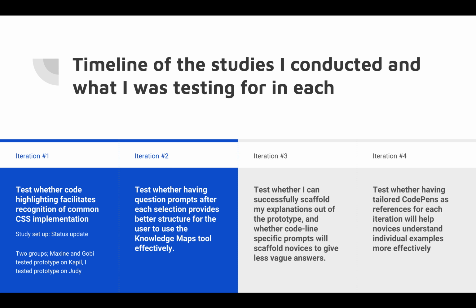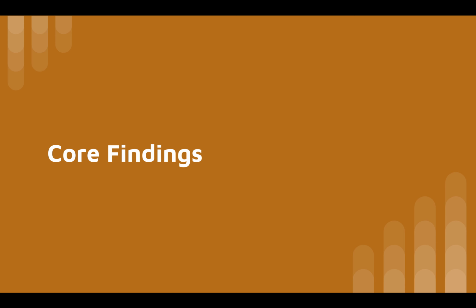In the third iteration, I tested whether I could successfully, first of all, scaffold myself out of the prototype, so stop delivering mini lectures, and also whether having the question prompts be much more code line specific would scaffold novices to give less wishy-washy, vague answers or rationale for their groupings. The fourth iteration, I tested whether having tailored CodePens as references for any of their inquiries would help the novices understand the individual examples more effectively than if they were given generic online documentation.